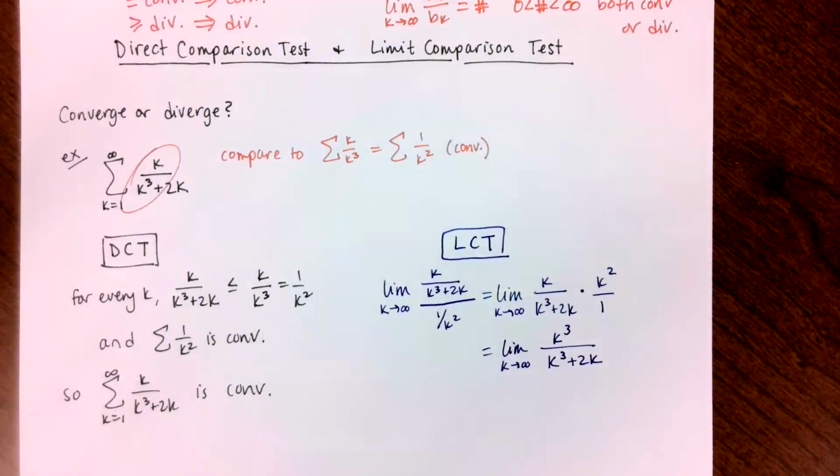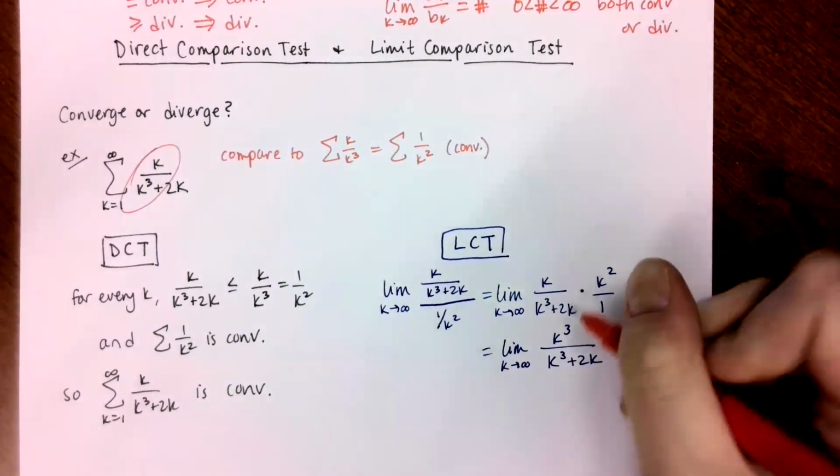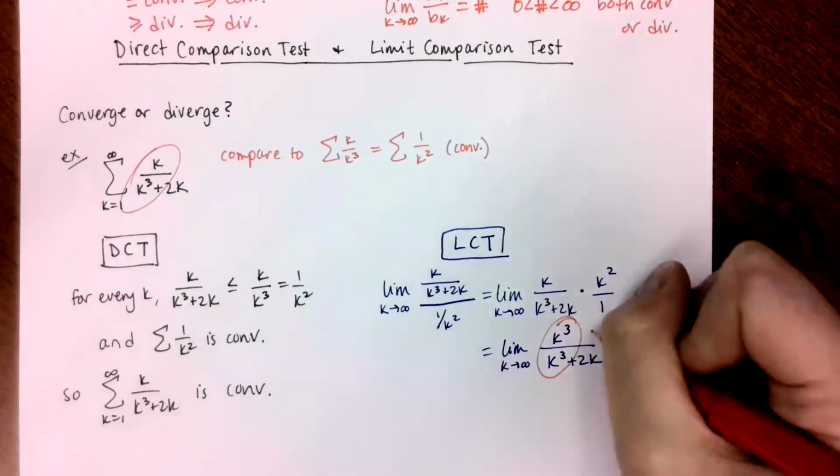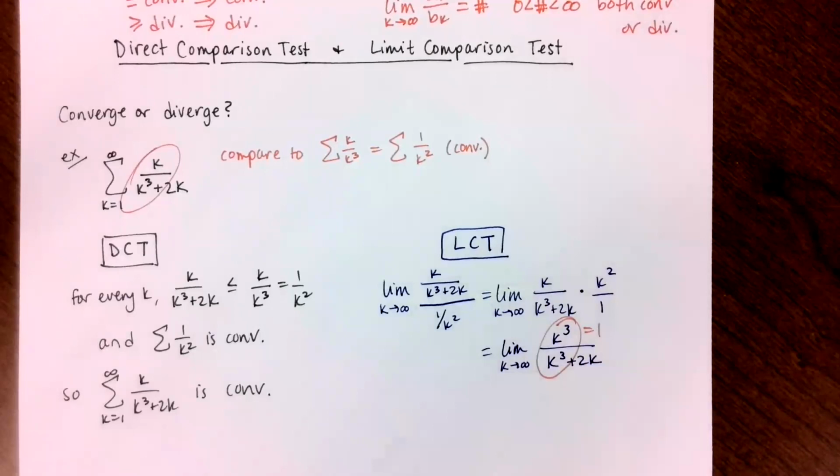This is one of those limits that we can compute in a couple of different ways. They'll all lead to the answer of 1. The quickest way to compute this limit is to realize we're looking at a rational function in k. So as k goes to infinity, we can just focus on the ratio of the leading terms, which simplifies to 1. So that's my limit.